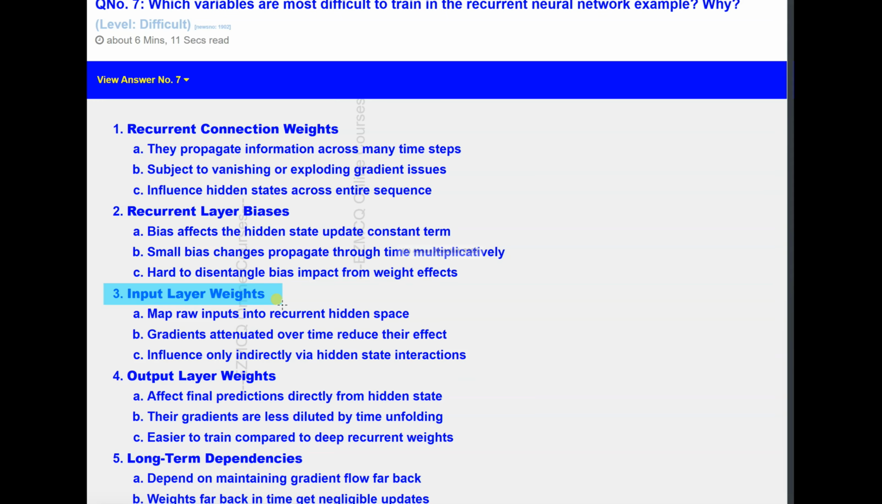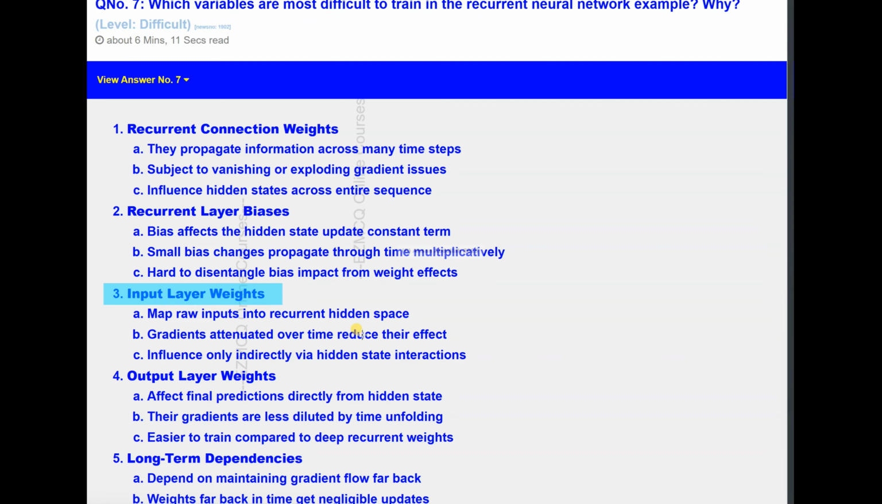Then are the input layer weights. Now these map inputs to the hidden states, and their gradient must flow through recurrent connections to affect the long-term outcomes. But that makes them hard to optimize because of the long term or distant dependencies under the gradient attenuation, as the gradient kind of gets weakened.